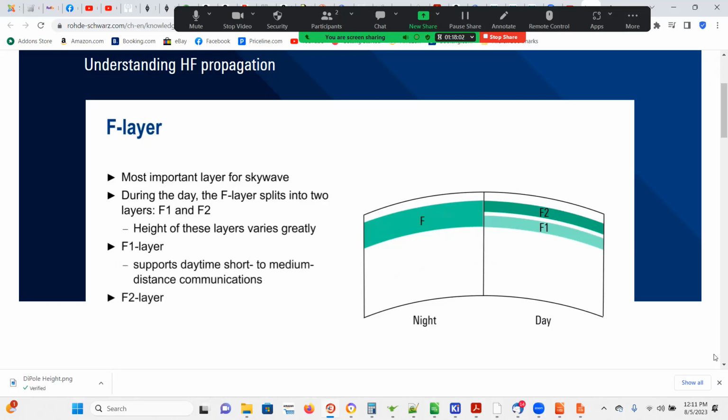The F2 layer, on the other hand, is present more or less around the clock. It has the highest altitude and the highest ionization of all the layers, and therefore is responsible for the vast majority of long-distance HF communications.